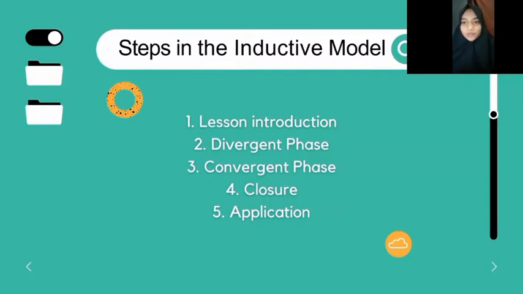The fourth step is closure. This is one of the main goals of the inductive model: to challenge students to develop their own definition and understanding of the content being studied. In the closure phase, we provide the students with the opportunity to demonstrate their understanding of the content and concept in any number of ways.